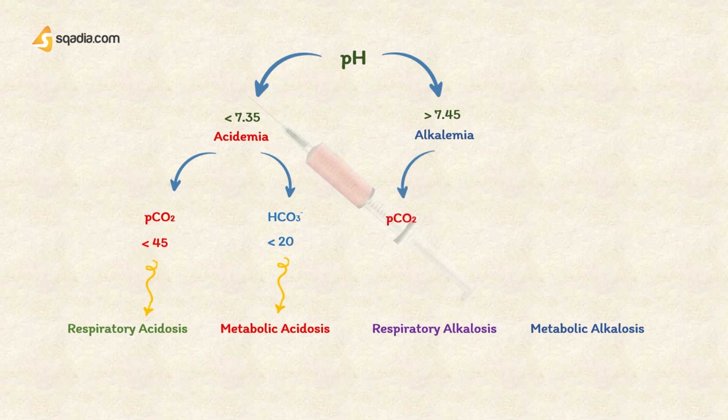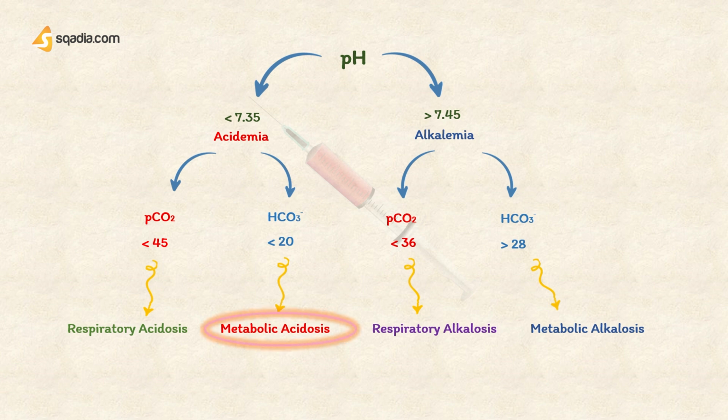If we have an alkalemia and the partial pressure of carbon dioxide is less than 36 millimeter mercury, we have a respiratory alkalosis. And if we have an alkalemia with a bicarb level of more than 28 milliequivalents per liter, we have a metabolic alkalosis.